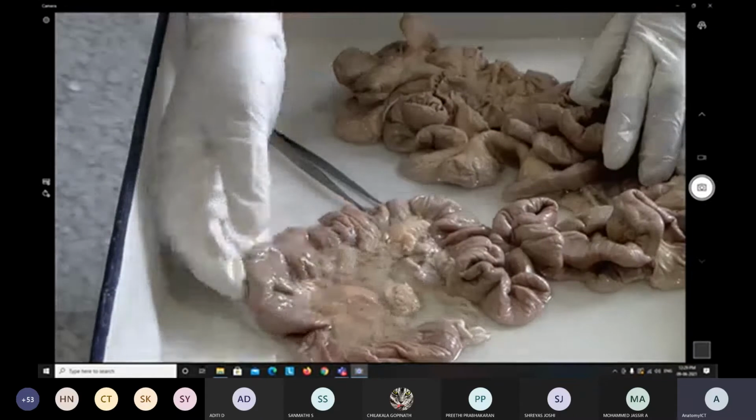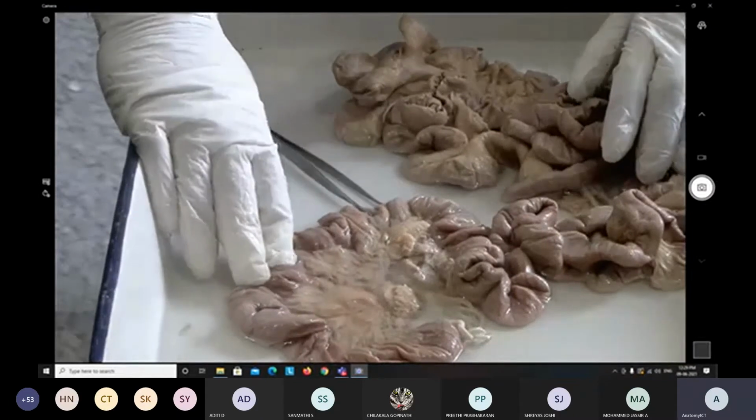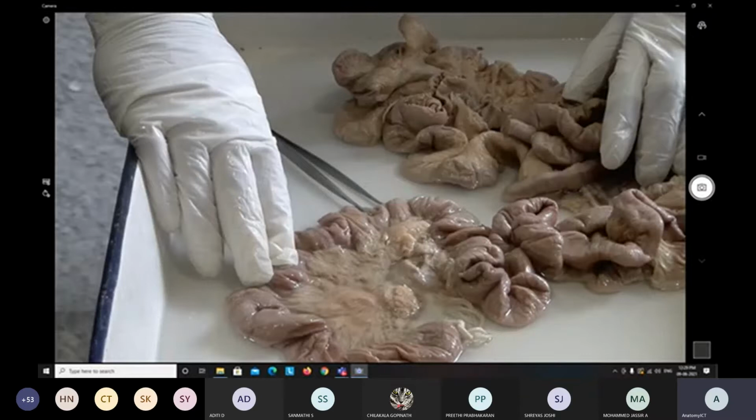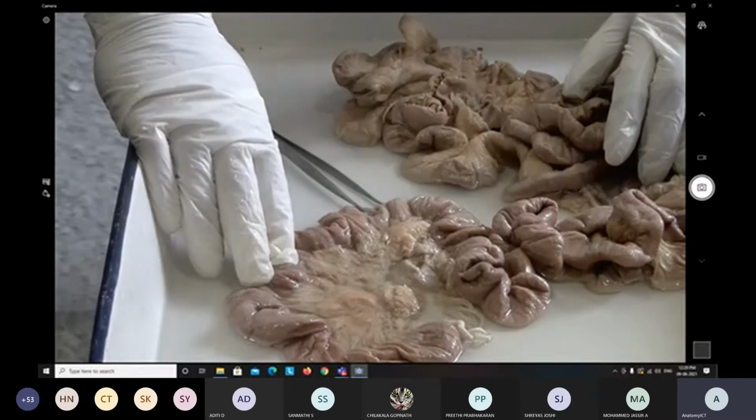Now, what are the relations of the posterior surface? The posterior surface is exactly, as I have told, at L1, L2, L3 in relation.